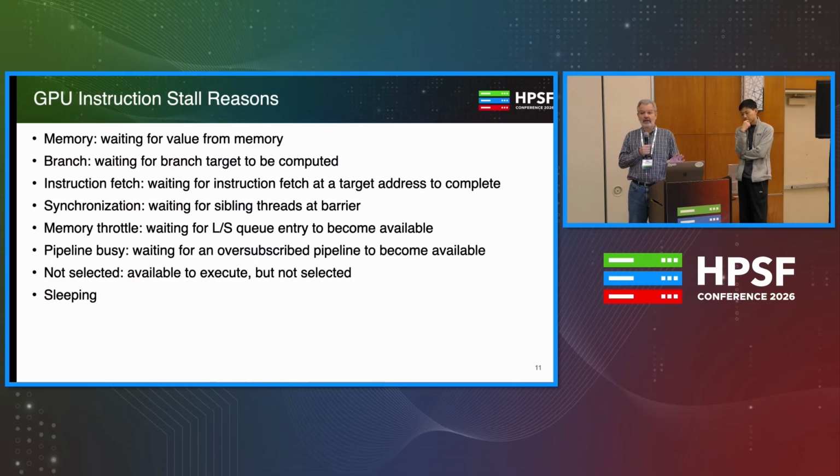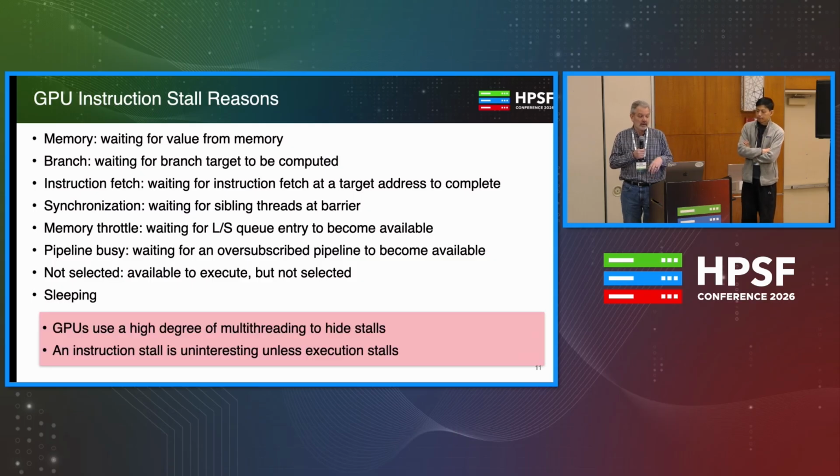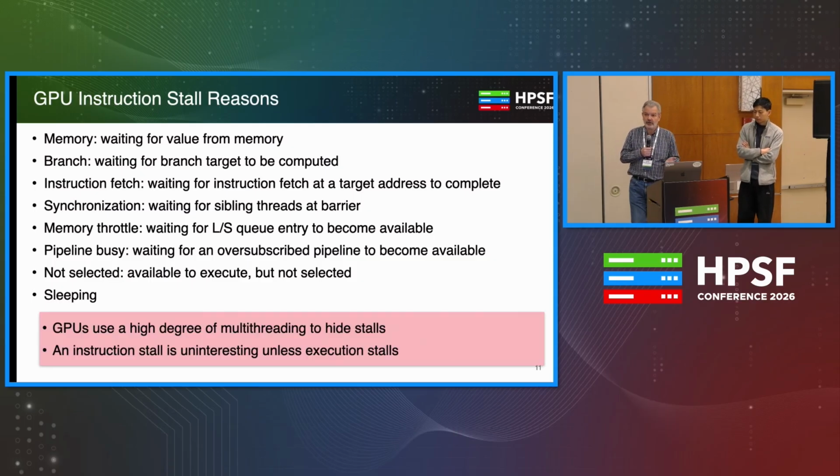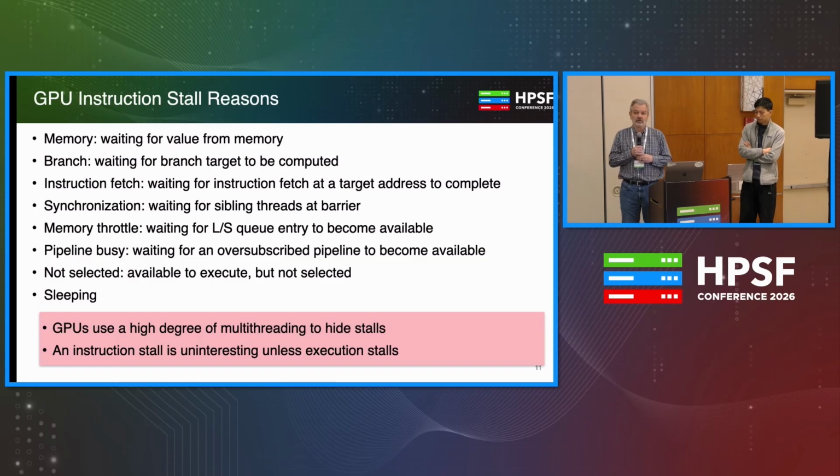And so these are all things that we can find out for an individual instruction. If the instruction is not ready to go, we can understand why. So GPUs use a high degree of multi-threading to hide stalls. On the AMD GPUs, there are 32 active wavefronts inside a compute unit, and at any point in time, it's going to select a couple of these instructions to execute.